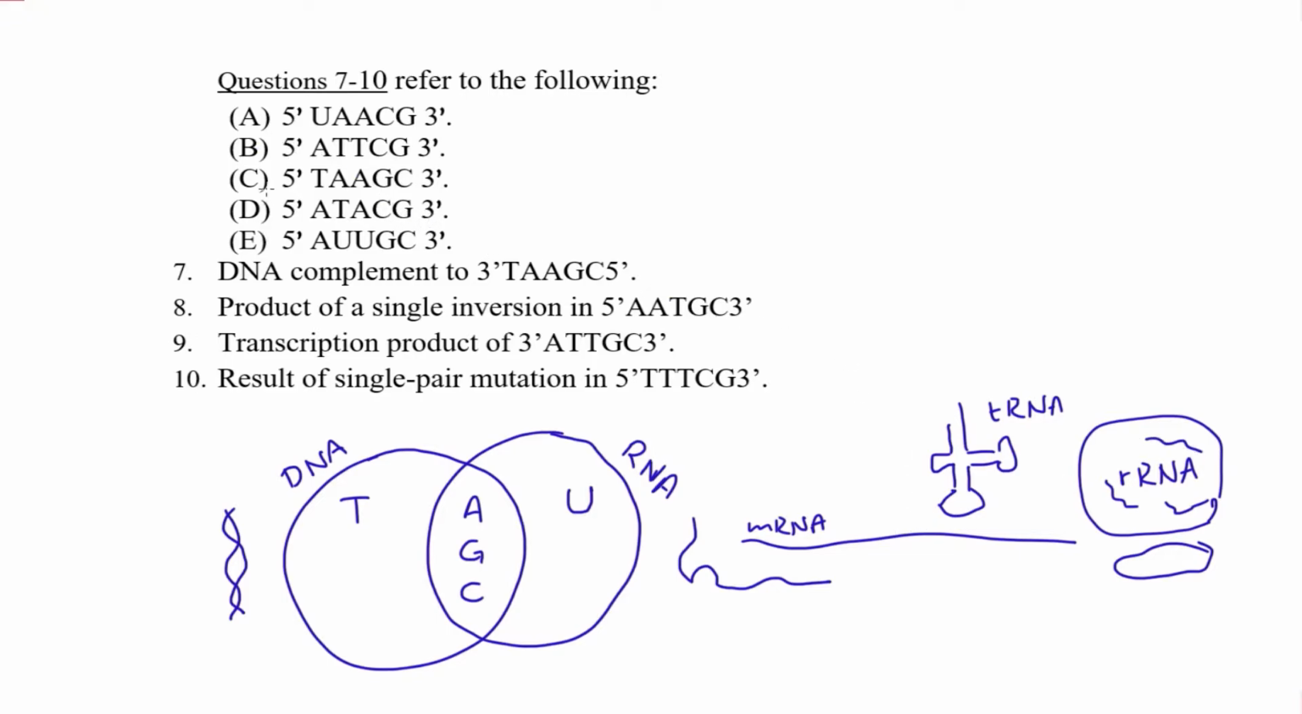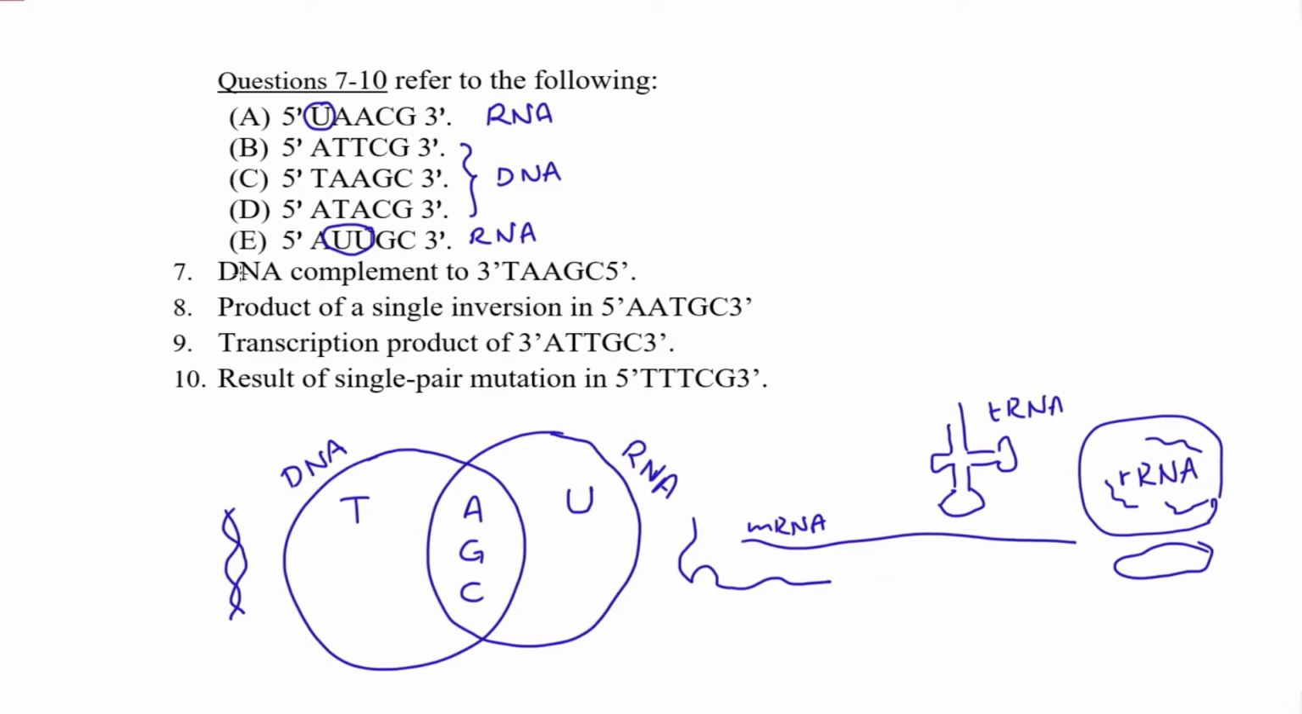You are also provided with five choices. All of them are arranged from 5 prime to 3 prime. Some of them contain U, so don't be fooled that this segment is related to RNA. And look quickly, this one also contains U, so it also belongs to RNA, unlike B, C, and D that don't contain U, so all of them are DNA pieces.